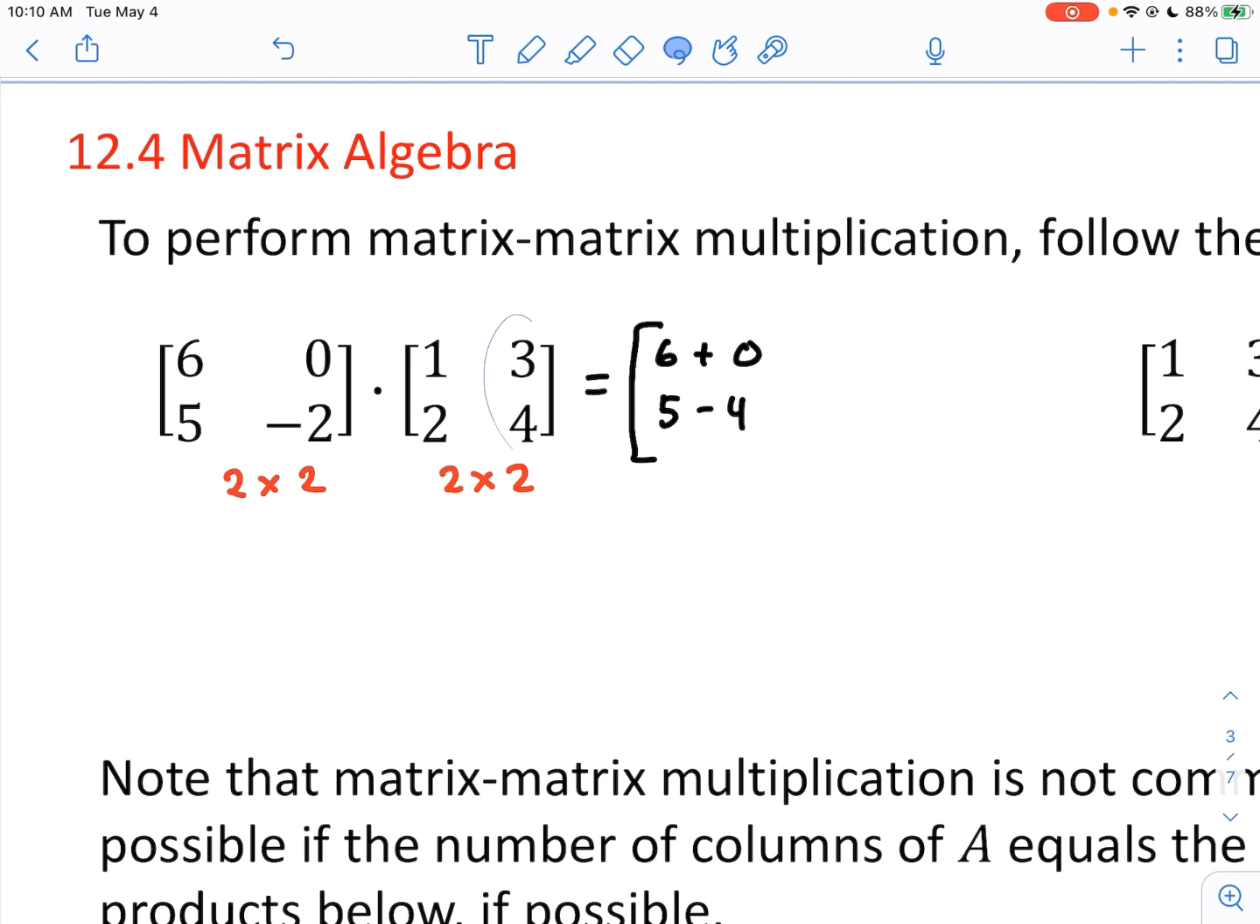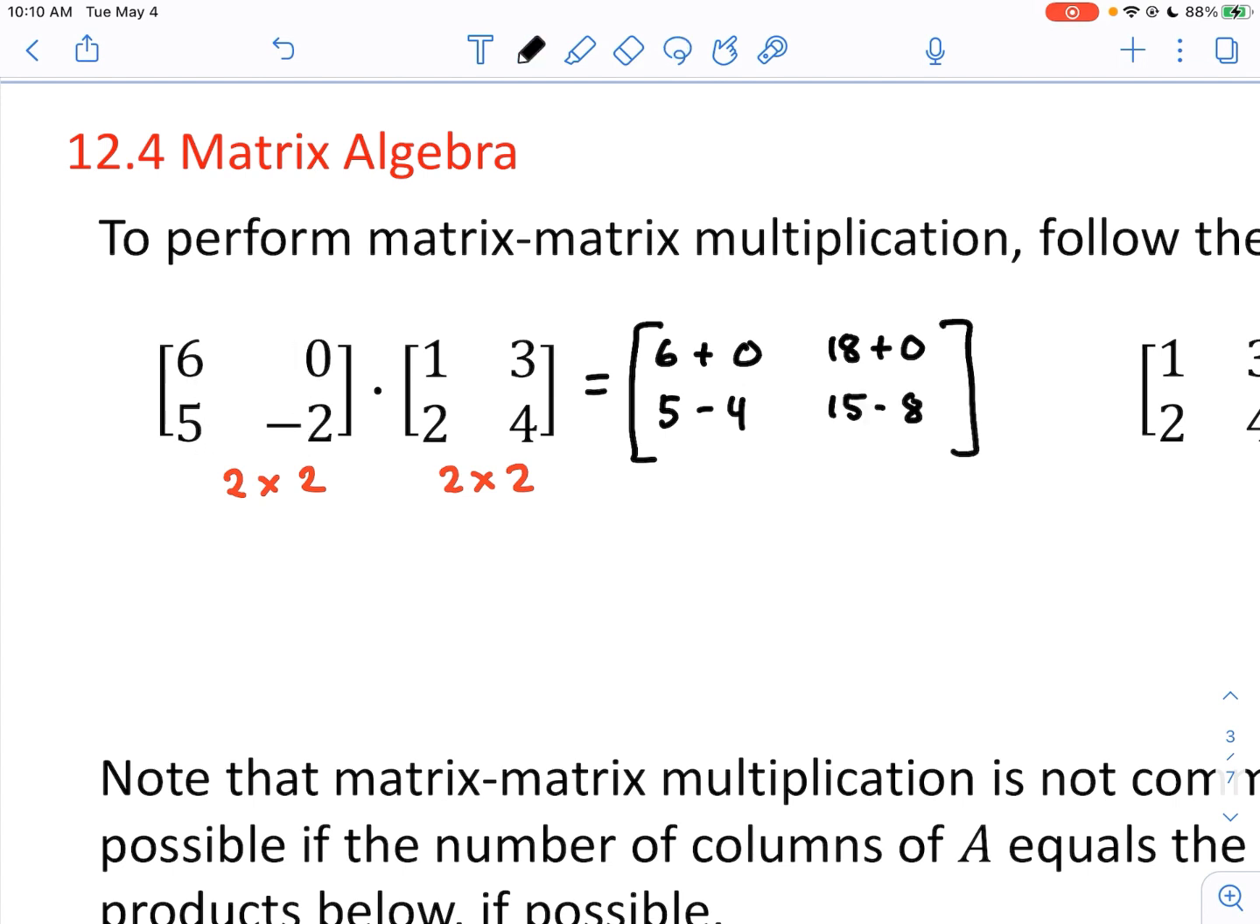Now I use the second column of the matrix on the right and do similar. Drag that 3, 4 out. I'm going to write them over here. Drop them down onto these entries, multiply corresponding entries, and add. So we're going to get 3 times 6 is 18, and 4 times 0 is 0. So we're going to get 18 plus 0. And then finally, we drop the 3, 4 onto the 5 and negative 2. So we get 15 minus 8. And then we close off this product.